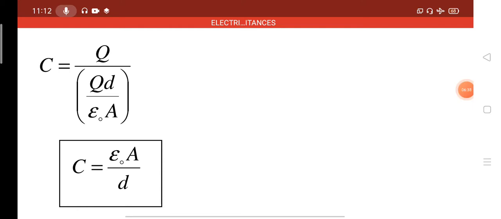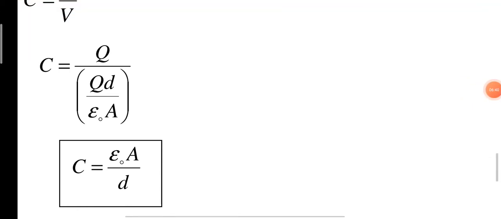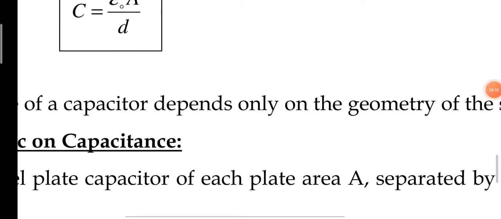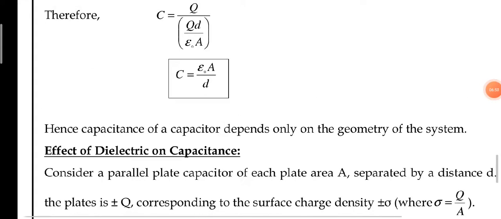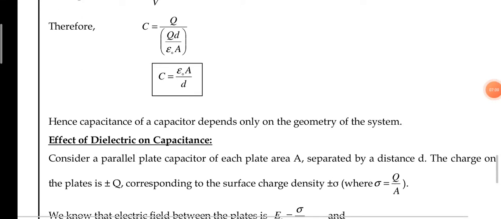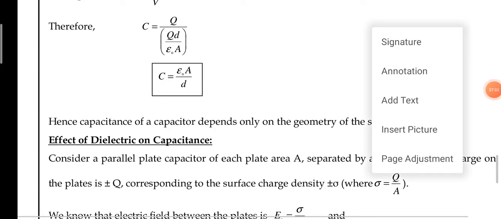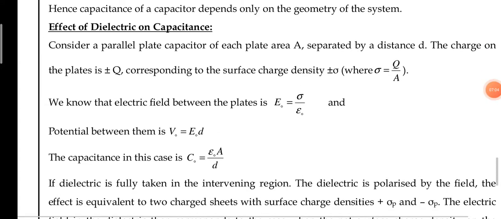Epsilon naught is the permittivity of free space. Its value is 8.854 into 10 power minus 12. Next, the unit: what is the unit for permittivity? The unit is coulomb square per newton meter square. Thereafter, capacitance of a parallel plate capacitor depends on the geometry of the system.